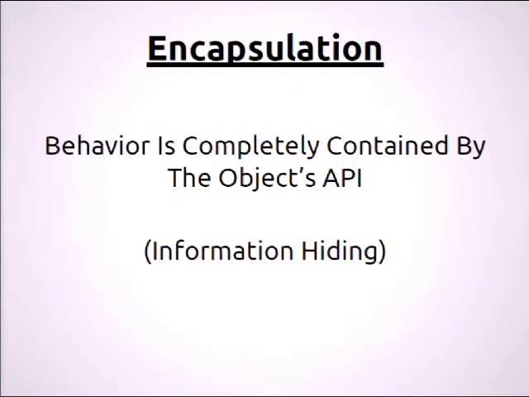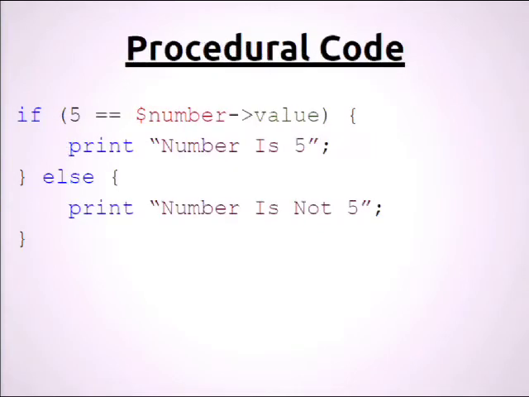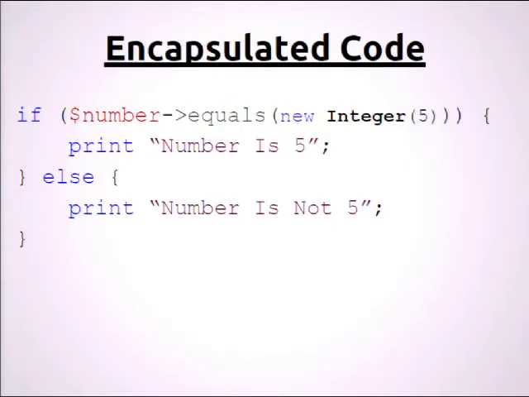So the other half was encapsulation, where we want to hide the information that we're dealing with. We want to hide details so we can expose abstractions. So the example here is we have a detail that 5 is stored in the number property of this object. If 5 is the value, print the number is 5. If not, print the number is not 5. This is dangerous, because what we're really doing is we're coupling this code to the details behind how number is written.